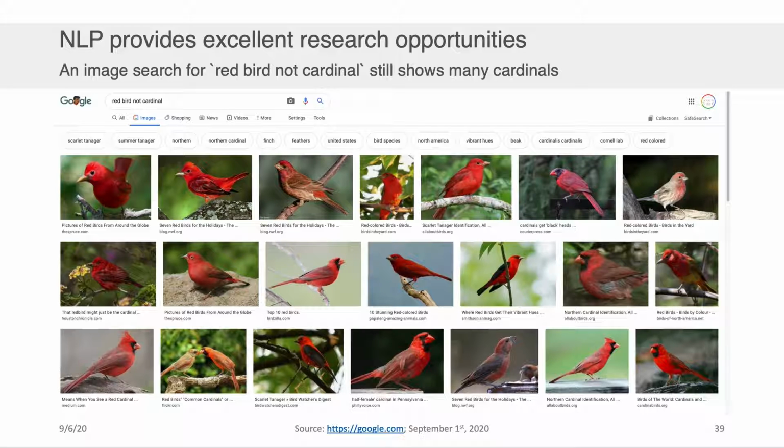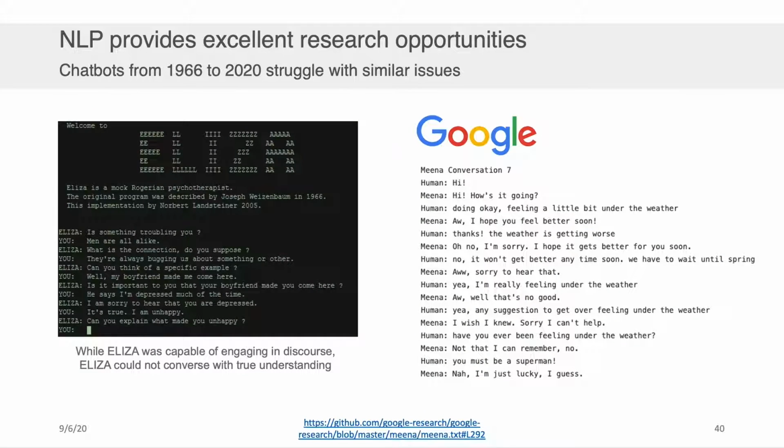If we go to Google Images and we type that string into the search query box, you can see that roughly half of the birds that get returned are in fact still cardinals. And if we think about the evolution of chatbots over the last 60 years or so, a lot of what chatbots struggled with in the 60s are some of the same issues that chatbots struggle with today.